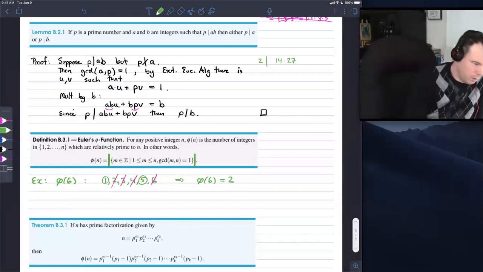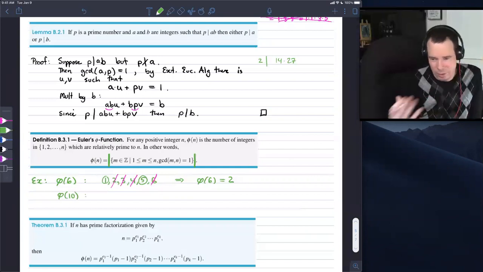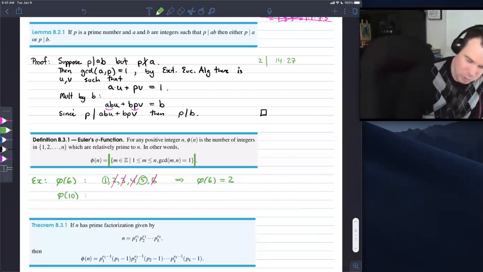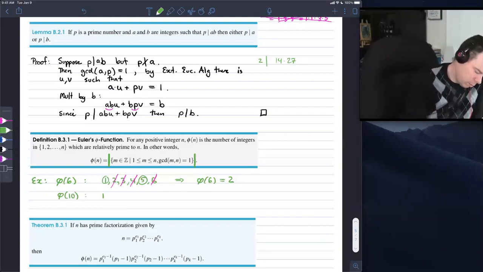And we can do another one, let's say phi of 10. I'm just going to now list the numbers. This is how I usually do it if I'm doing small numbers by listing. I just say, okay, I'm going to go through them. 1's relatively prime to 10. 2's not. 3 is. 4's not. 5's not. 6's not. 7 is. 8's not. 9 is. And 10's not. So phi of 10 is 4.